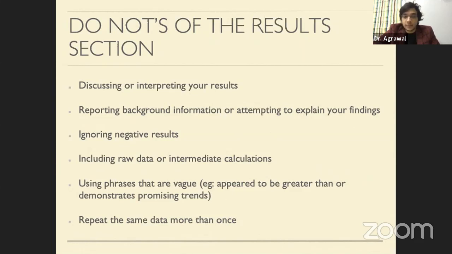Then there's reporting background information or attempting to explain your findings. Again, same as I said, there is no reference allowed in the results section. Okay, like the methods section, references are allowed, the introduction section, references allowed, the discussion section, references allowed, but in the results section, you cannot reference any other article. Okay, because the results section is only about what you have found, and that's about it. Okay.